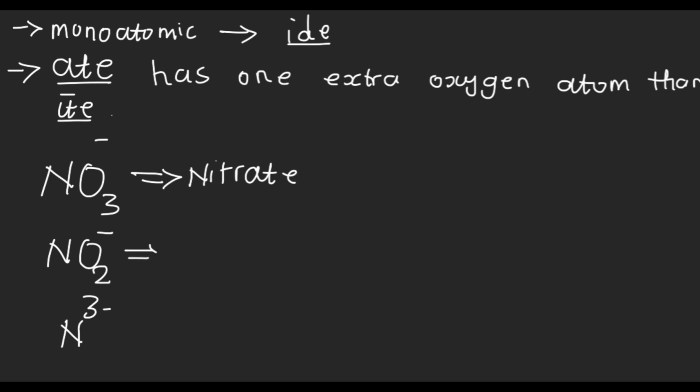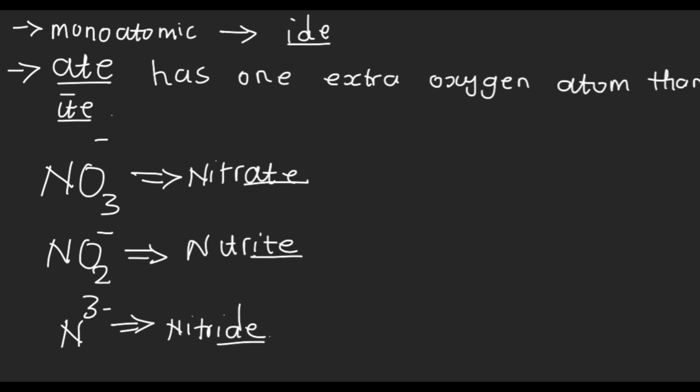Then the second one, since there is less oxygen atom, this one is called nitrite. So that's a key point. Whenever we see "ate", it means there are more oxygen atoms compared to "ite". Then for the last one, we can see that this is a monatomic ion. So for this one, you just have to say nitride. So this one will end with "ide". Right. So let's move on to the next one.